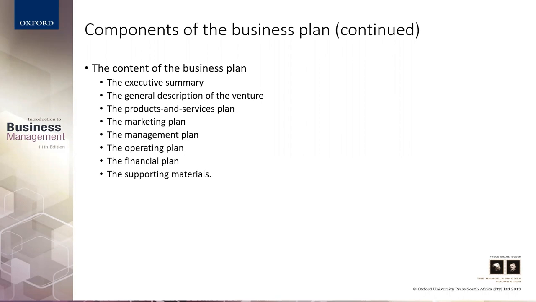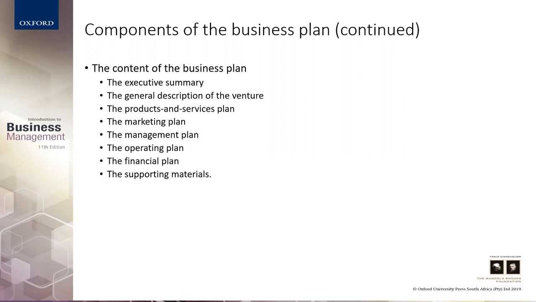Then there should be a general description of the venture. The general description of the venture says whether it is manufacturing, retailing, or a service, or what type of business it is. It also describes how the business organization is going to be, and what type of legal organization it is going to take. The third thing we can talk about is the product and service plan.